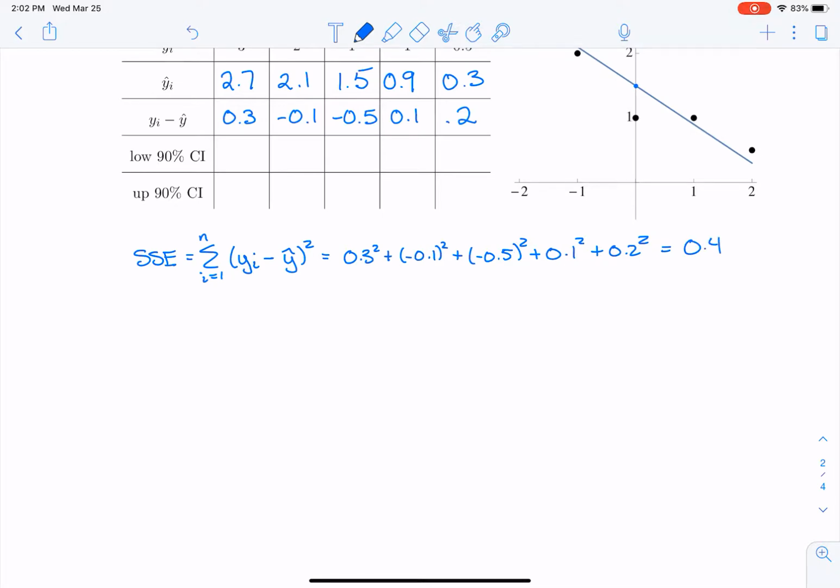So we computed the sum of the squares of the error because our sample variance s squared, we saw before, is the sum of the squares of the error over n minus 2. That's going to be 0.4 over 5 minus 2. That is 0.1333. We're going to need to know s, so s is the square root of 0.1333.